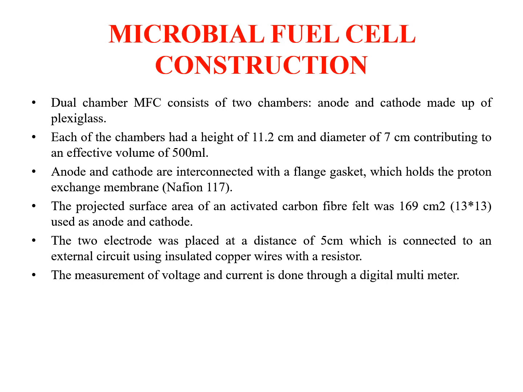The projected surface area of an activated carbon fiber belt was 169 cm². The two electrodes are separated and placed at a distance of 5 cm, which is connected to an external circuit using insulated copper wires with a resistor. The measurement of voltage and current is done through a digital multimeter.